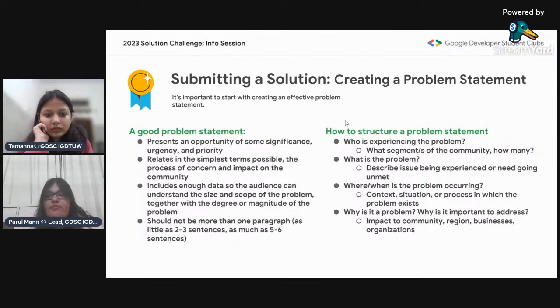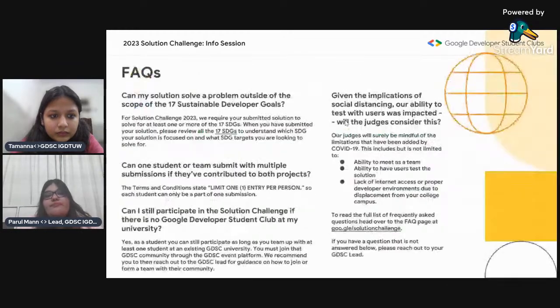Second is describing the problem. Describe the issue being experienced. You need to describe what the issue is and how you're solving it, when and where this problem is occurring, giving more context to your problem, and why it is important to address. What is the impact of addressing this problem, what problems is it causing, and if you address it, what good things are going to come out of it? All this should be mentioned in a very crisp, concise, clear way in your problem statement, which is no longer than one paragraph. So these are a few things to keep in mind.